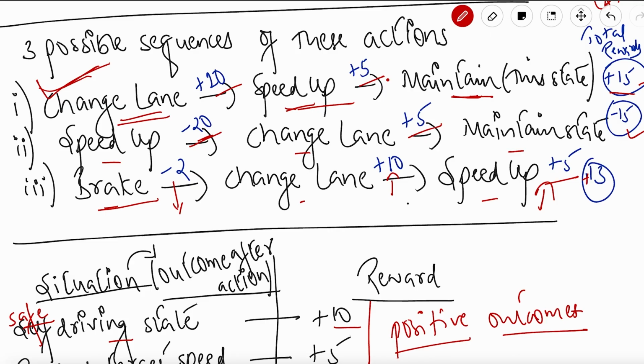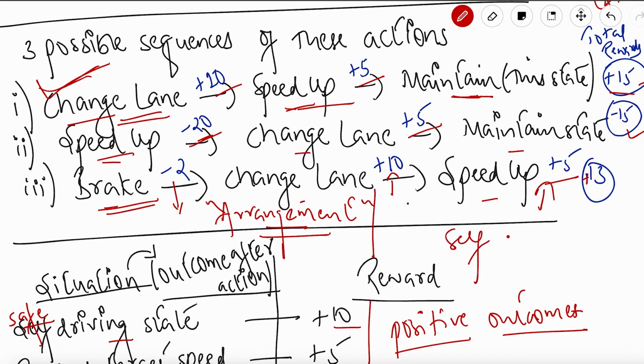And how is permutation involved in all of this? Same actions: change lane, speed up, or braking. But their ordering is different, their arrangement is different. So this is another application of permutation in the case of self-driving cars.